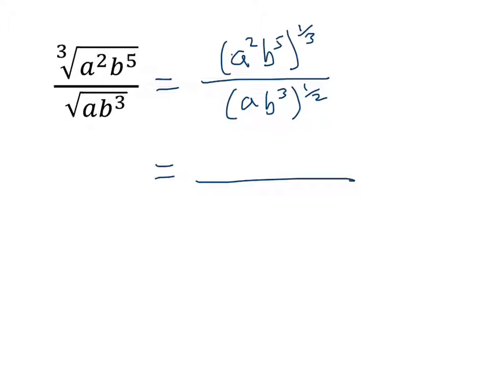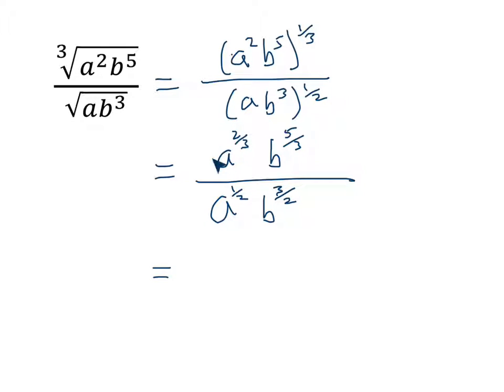All right? And so a squared to the 1/3 is going to be a to the 2/3. And the b is going to go to the 5/3. Okay. On the bottom, we have a raised to the 1/2 power. And then the b cubed raised to the 1/2 power gives us 3/2. Okay. 3 to the 1/2 power. Okay. All right. Well, now what can we do with this?